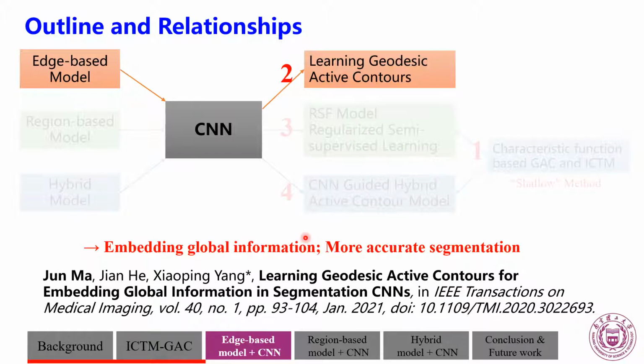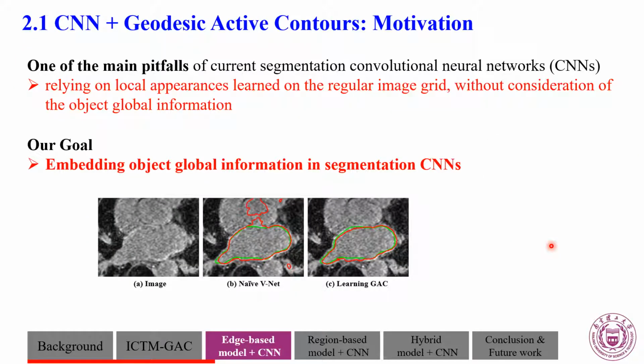In the second work, we aim to embed the object global information in CNNs to obtain more accurate segmentation. One of the main drawbacks of current segmentation convolutional neural networks is that they rely on local appearances learned on the regular image grid without consideration of the object's global information, which may lead to inaccurate segmentation such as isolated outliers. This paper aims to embed the object global information into a learning framework.